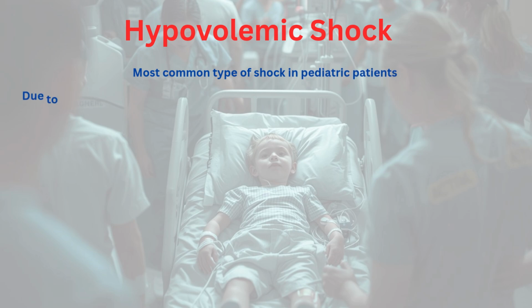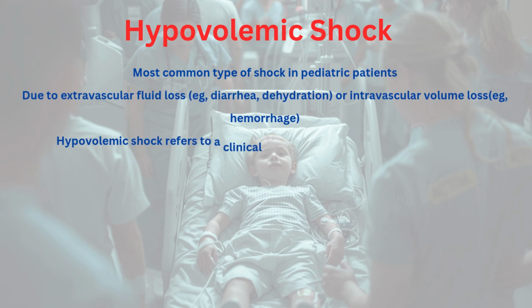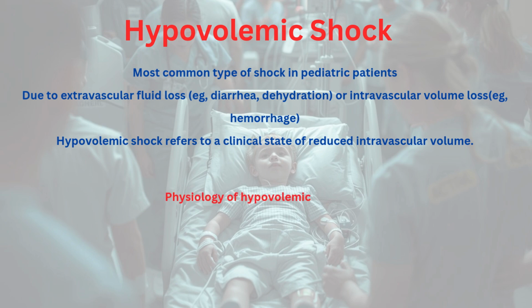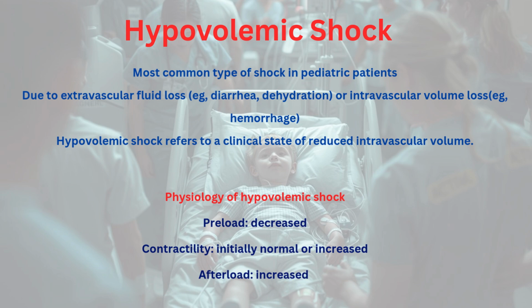Hypovolemic shock. This is the most common type of shock in pediatric patients, usually due to gastroenteritis, dehydration, or hemorrhage. You have reduced intravascular volume. Preload is decreased, contractility is normal or increased, and afterload is increased.